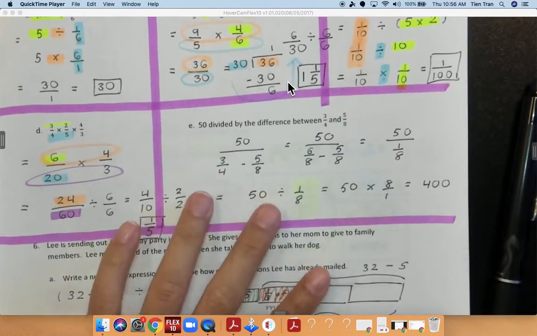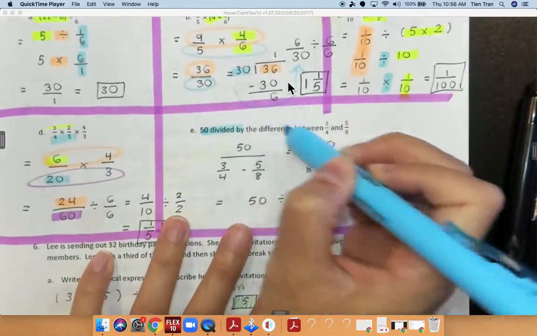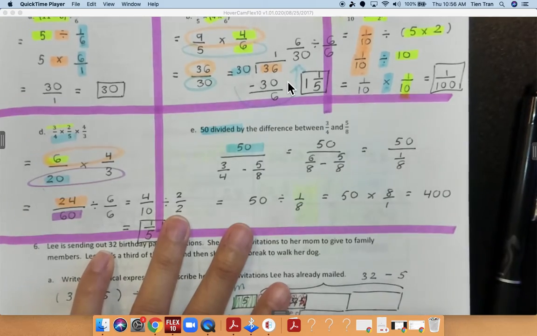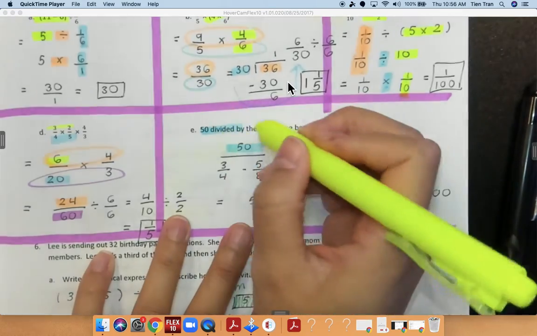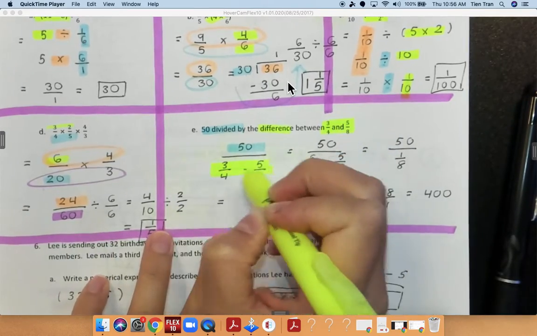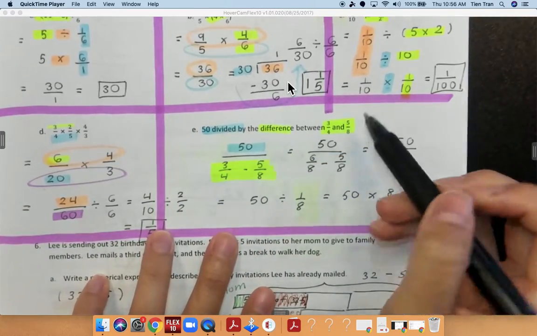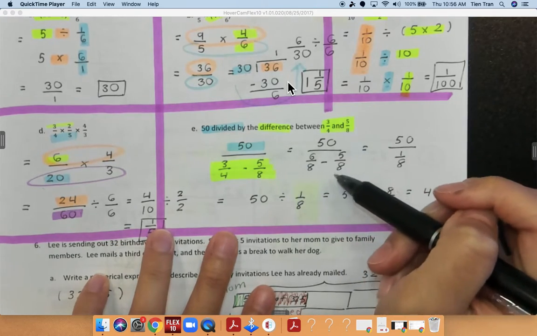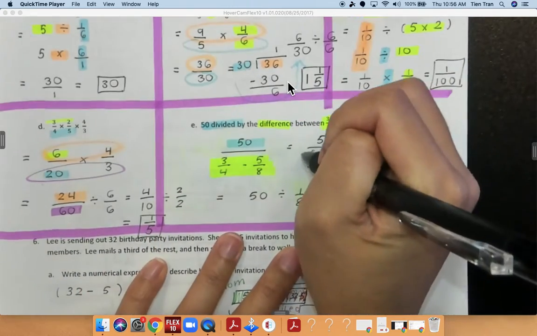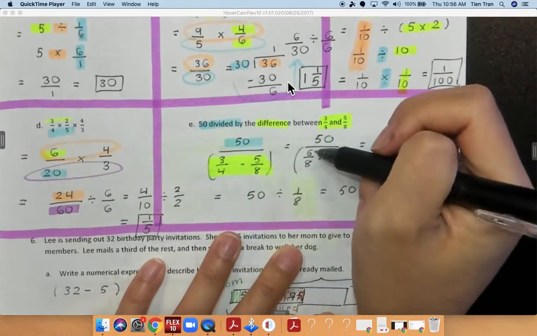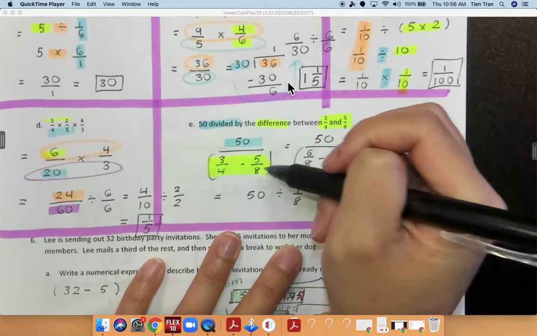Over here, they ask for you to also do the same thing, but in word form to multiplication form. So we have 50 divided by the difference. Difference means to subtract. So I am subtracting 3/4 and 5/8, and that's what I did here. And what I did was I solved the denominator first, these problems on the bottom first, because this would essentially be in parentheses. So we have 3/4 and 5/8.